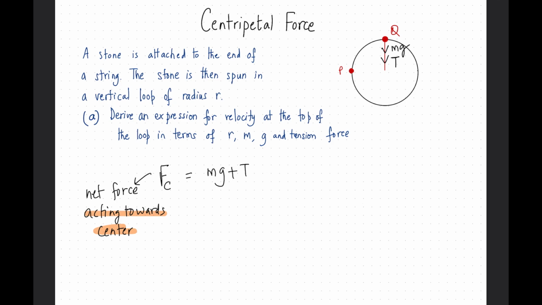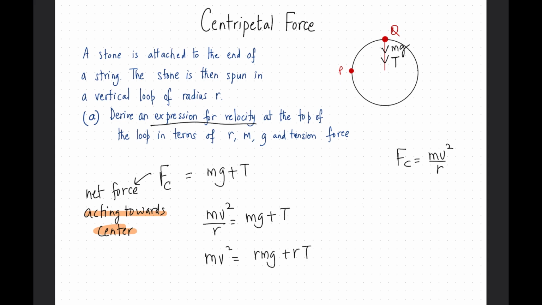We also know that Fc is equal to mv square over r. That's the formula for centripetal force. So we can write mv square over r is equal to mg plus T. We want to get an expression for velocity, so we have to keep velocity on the left hand side and take everything else to the right hand side. So mv square is equal to r mg plus rT. Then I'll divide both the sides by m.